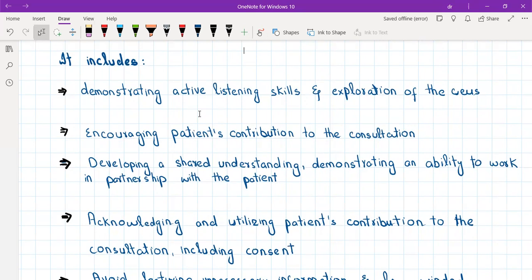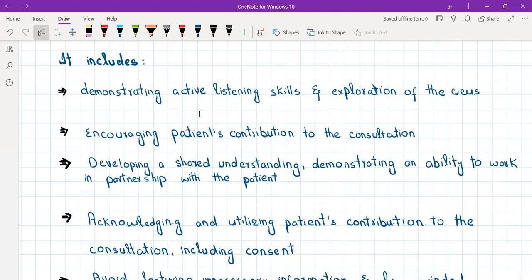All right. So when you demonstrate your active listening skill and you're jotting down the key points that the patient is telling you, your conversation becomes natural, more fluent, and there are no repetitive questions, and it shows the examiner that yes, you are actually listening.